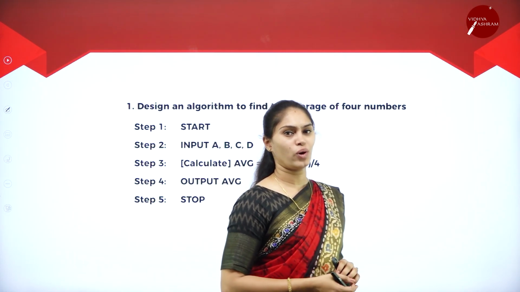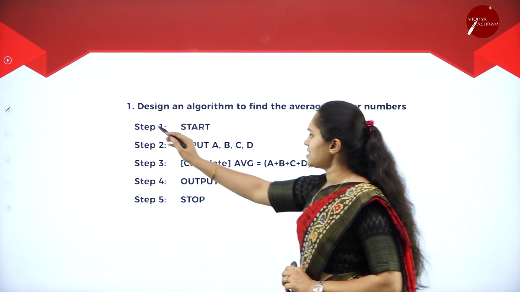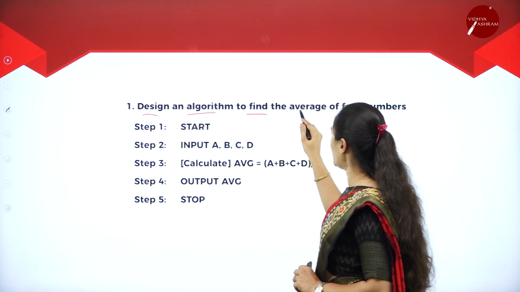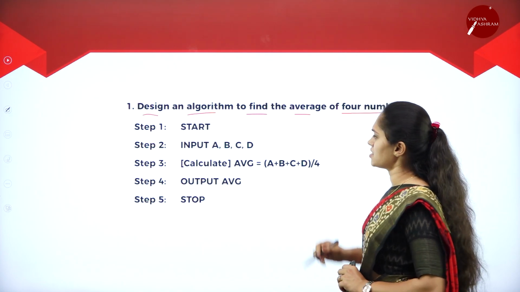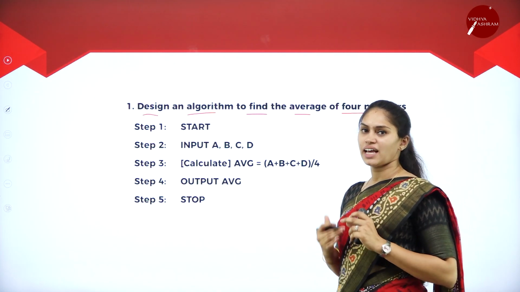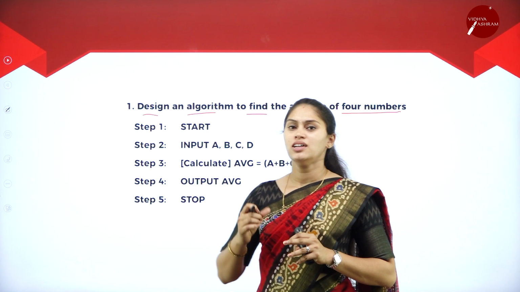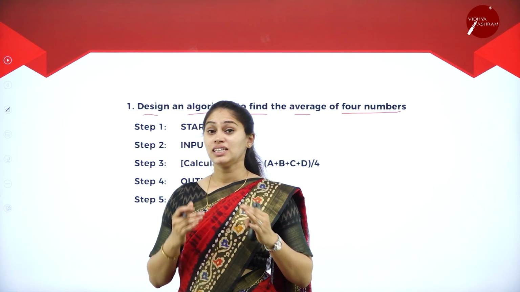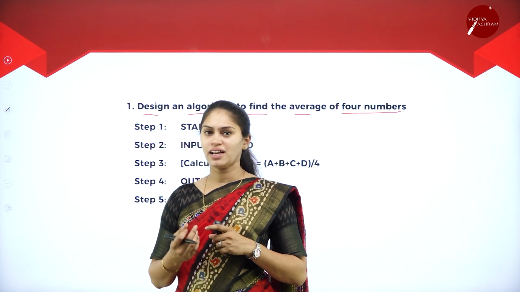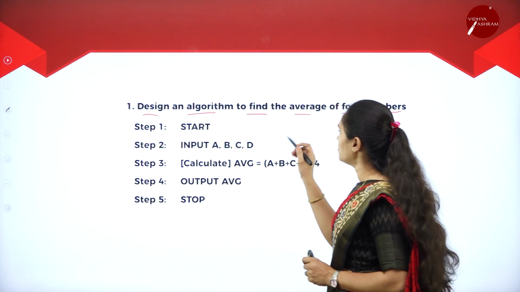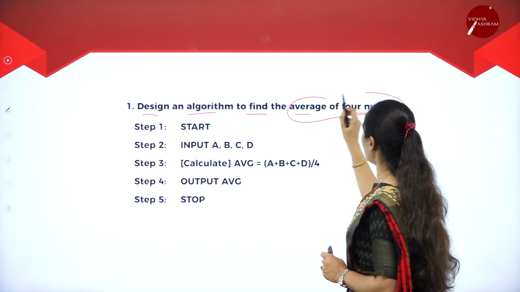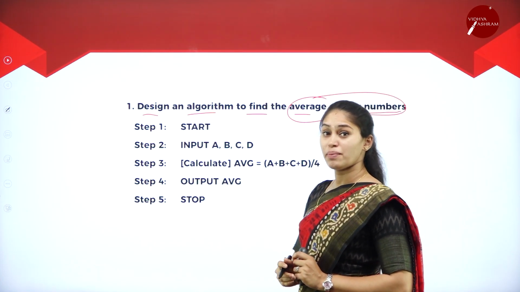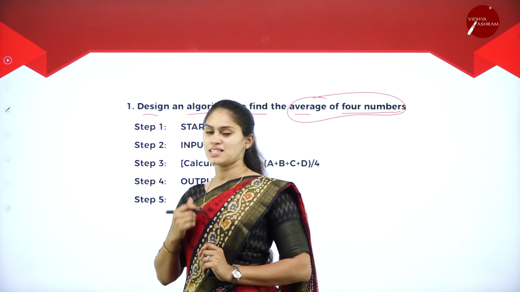Now I have one more algorithm. We'll see: design an algorithm to find the average of 4 numbers. So what I'm doing is finding the average of 4 numbers. How are we going to find an average of 4 numbers? First you have to think about the problem definition. Here we need to find an average of 4 numbers. So this is the problem specification. I'm specifying this as a problem.